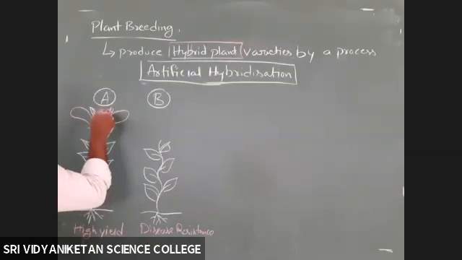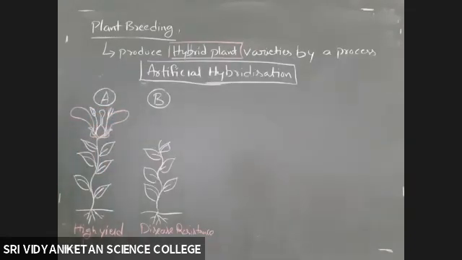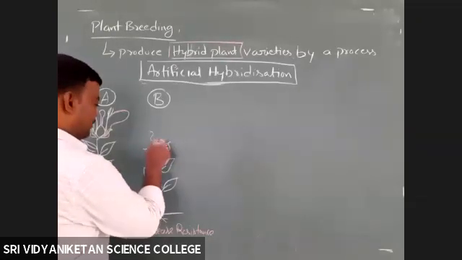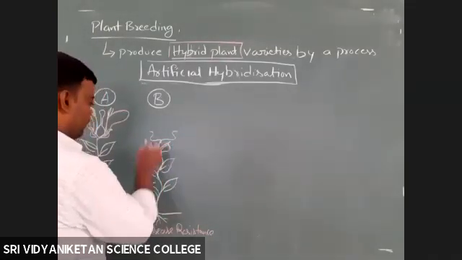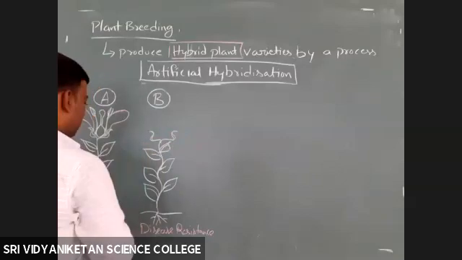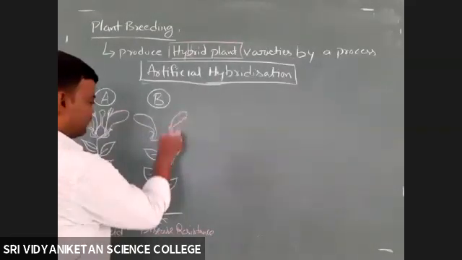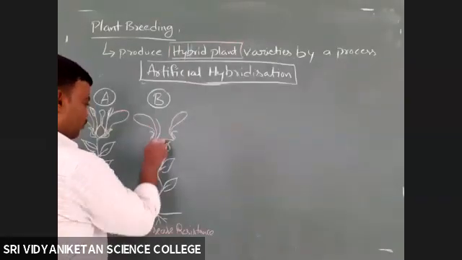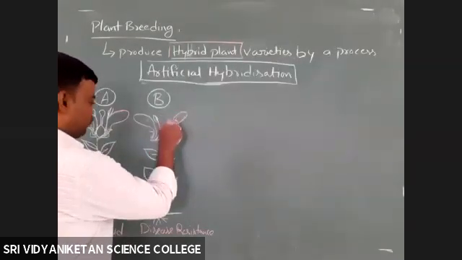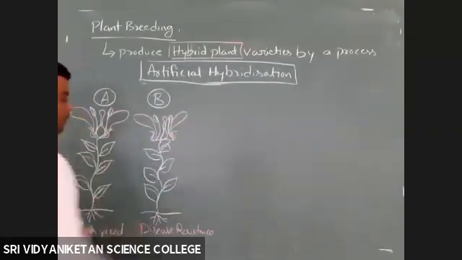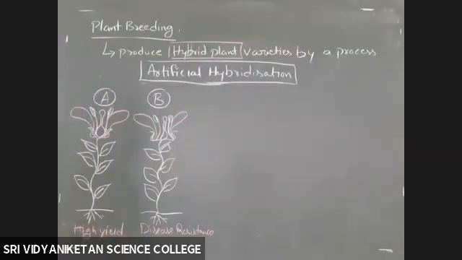It is the stamen. It is the pistil. It is a bisexual flower. And the second plant also has bisexual flowers, and stamen and pistil are present. So these two plants are there.